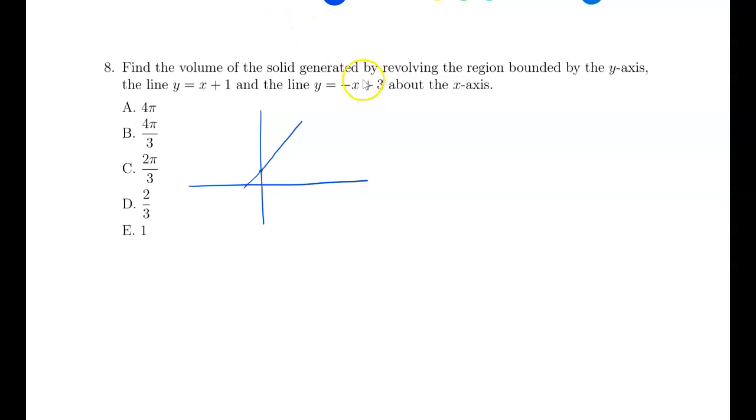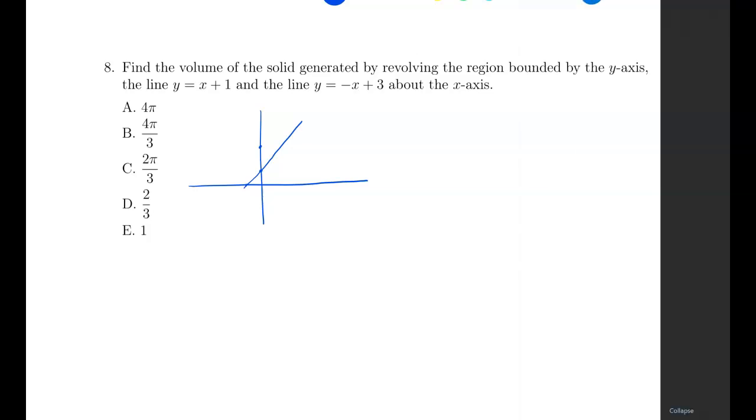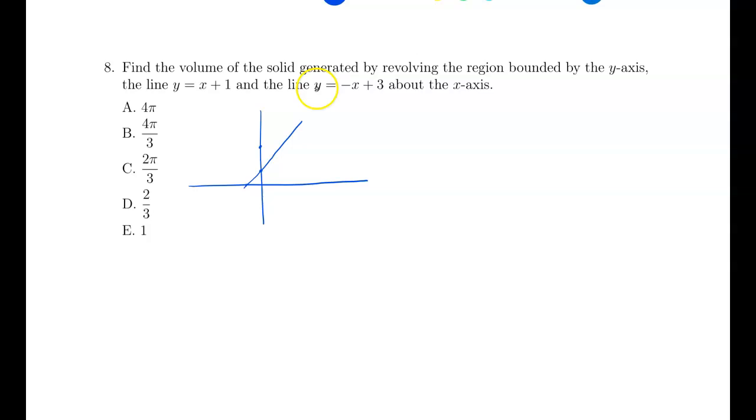Then for this line, when x is 0, y is positive 3. So 2, 3. Y is positive 3. Now, when y is 0, x is equal to 3. So 1, 1, 2, 3. So it will be this curve here.